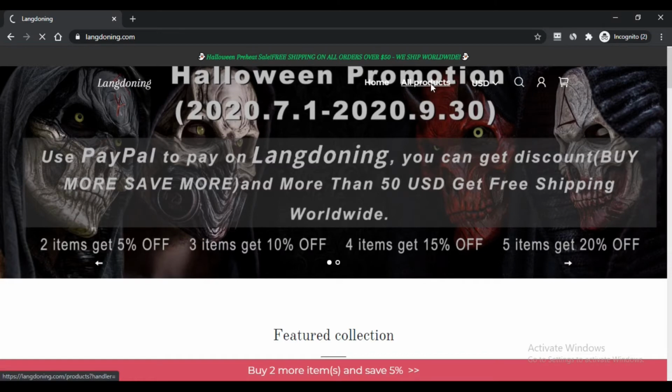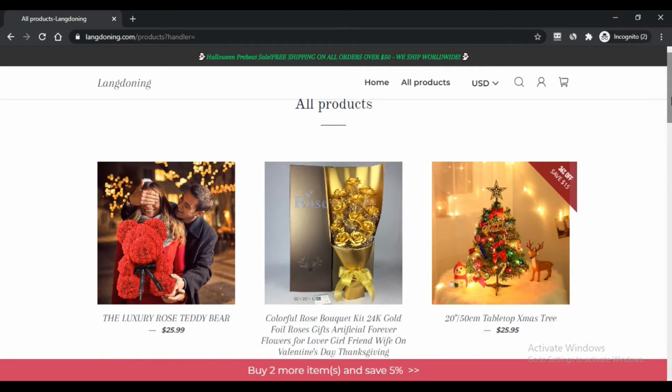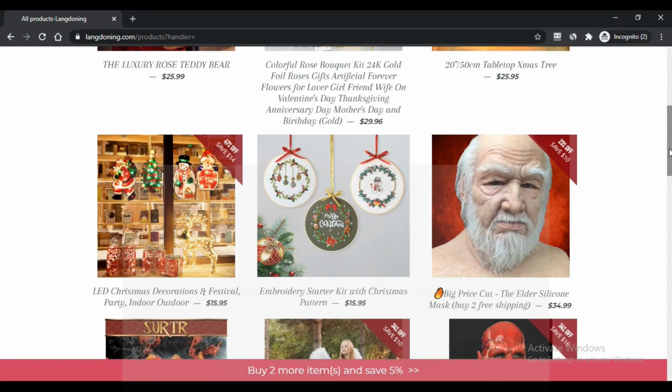Negative aspects of Langdoning.com. First, the web store got launched only 3 months back and is new for the people. Second, there are no contact details available for the buyers. Third, there are no Langdoning mask reviews available on the internet. Fourth and last, there is no link available to social media websites.